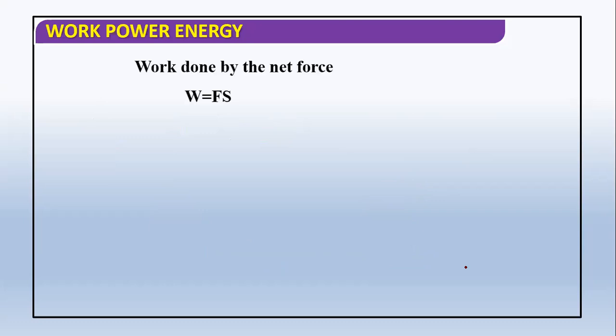What we can write is the work done by the net force, which will be how much? F into s. There is only one force in this case, so F into s is the net work done. F is ma, so the work done is mas.